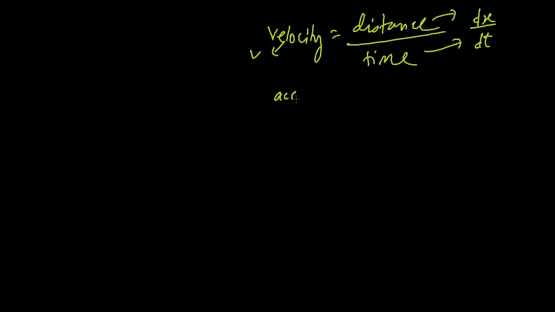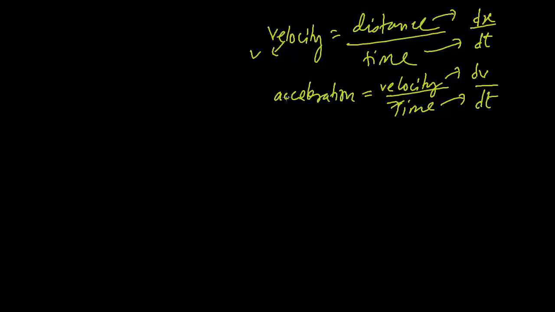And similarly we can write acceleration equal to change of velocity divided by time. That means change of velocity is dv and change of time is dt. So that is dv by dt and acceleration is a. So velocity is dx by dt, acceleration is dv by dt. Now we can do this using algebra.